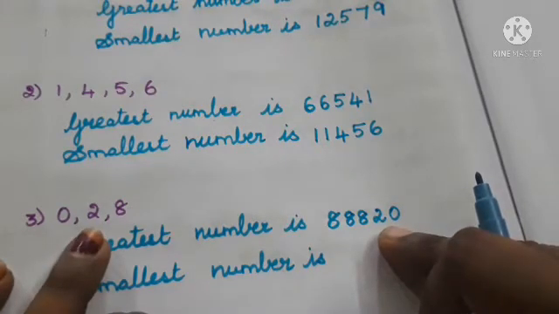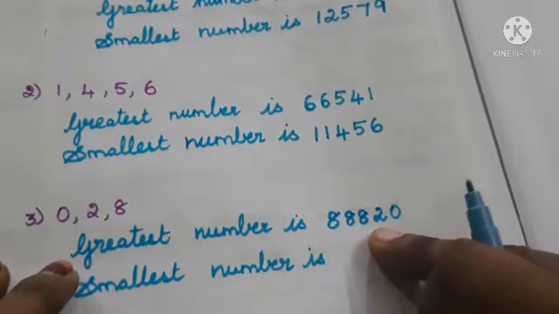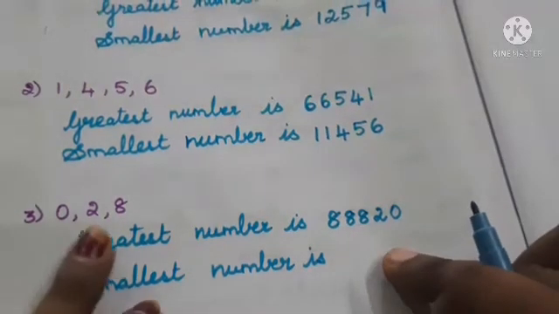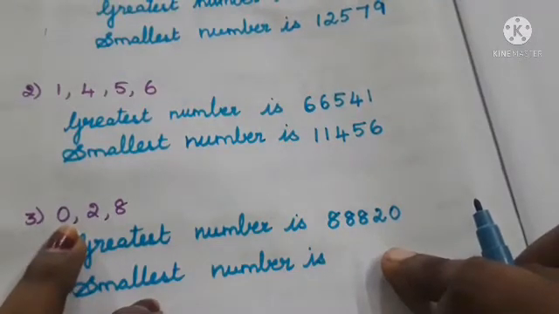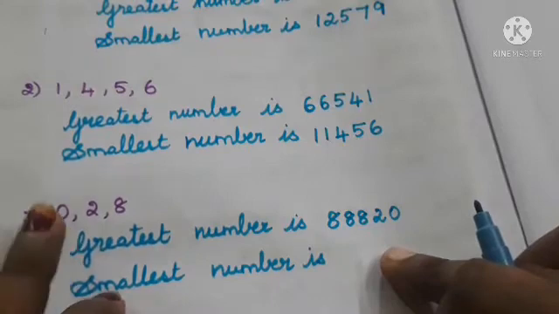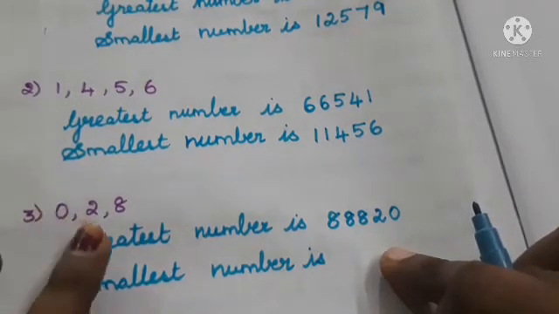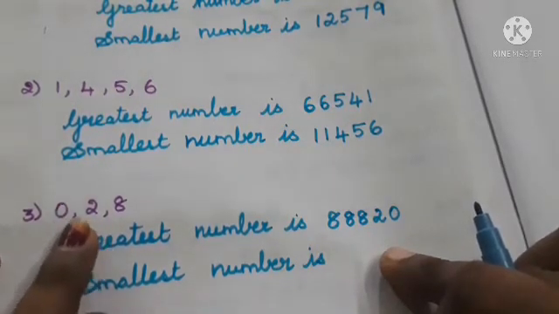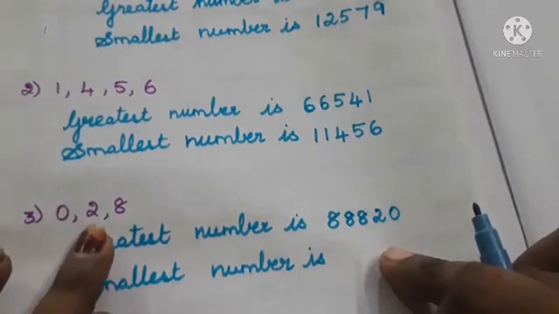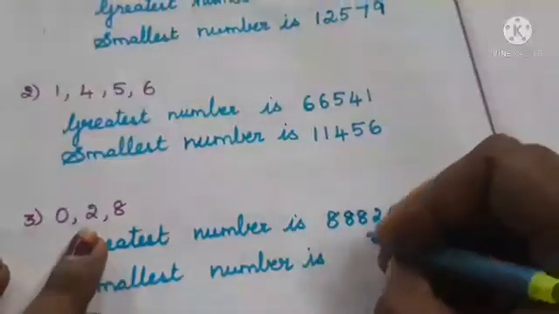Okay, at the back of the greatest number. Then next one we have to write the smallest number. Among the numbers, 0 is the smallest, isn't it? But we don't write the 0 at the first, because 0 has no value. So we have to write the next greater number. Next to the 0, the 2 is the greater number, isn't it? So we have to write the 2 first.